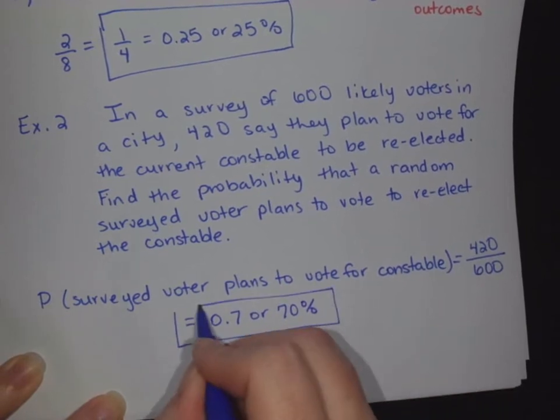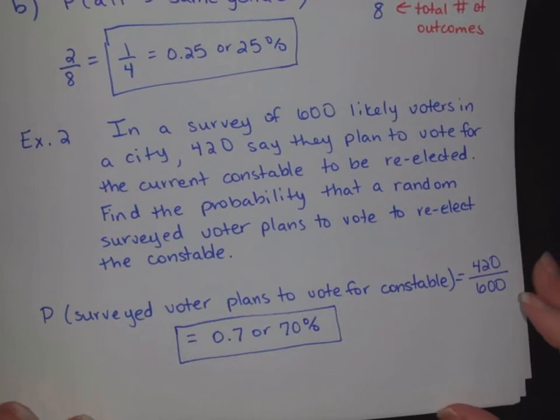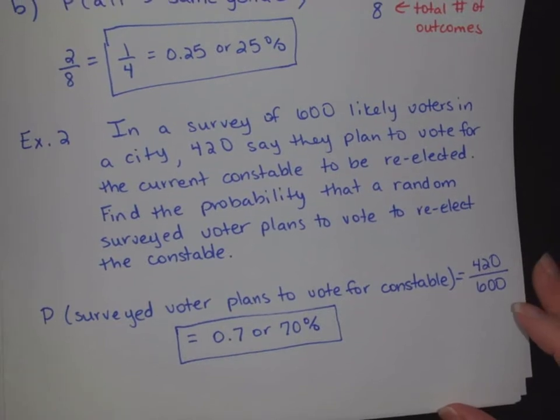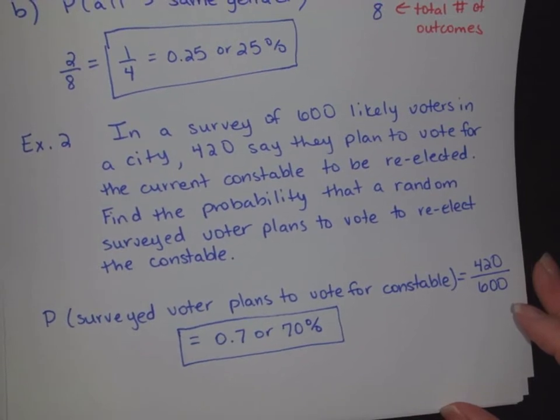Kind of a small thing, but make sure that when you change your decimals to a percentage, it's not really a small thing, 0.7 is actually 70%, whereas 0.07 would be 7%. So make sure that you move that decimal place twice.